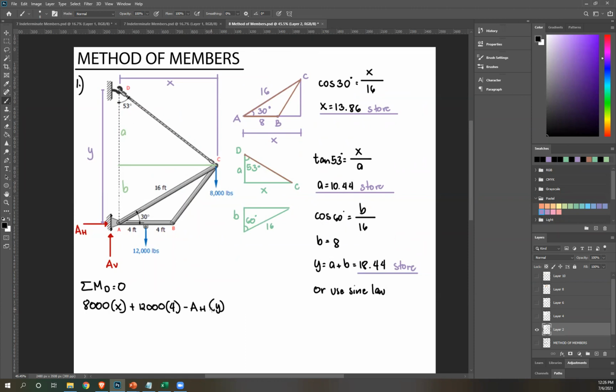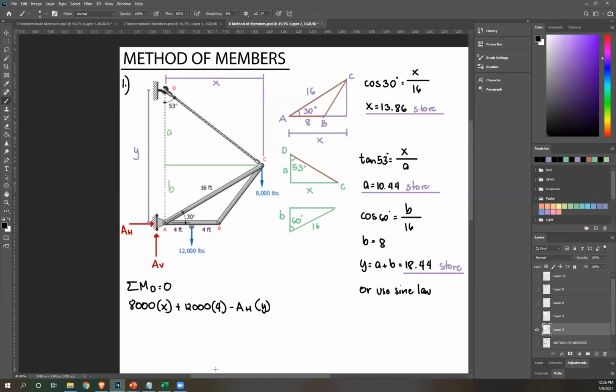So now we have y, which is 18.44. Just sub that here to solve, right? There's no other forces. So equate that to 0. Then from this, we can solve for AH, which is 8,613.77 pounds.